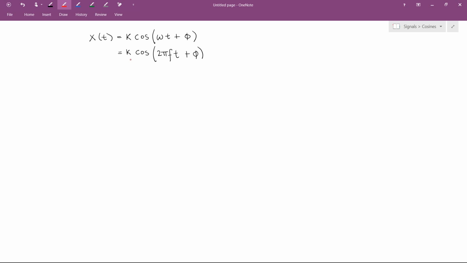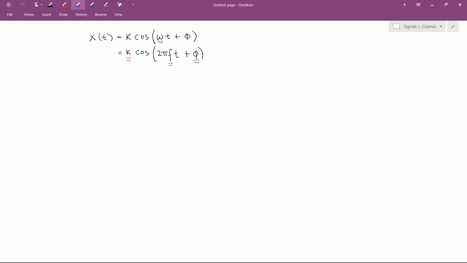So there are three basic parameters. There's the amplitude k, there's the frequency f, or alternately you could say the frequency omega. We'll talk about both of those. And then the final parameter is the phase shift phi. So k tells you how big your amplitude is in the vertical direction, the y-axis. The frequency tells you how long it takes to complete one cycle, essentially. And then phi tells you if there's any left or right phase shift associated with the signal.